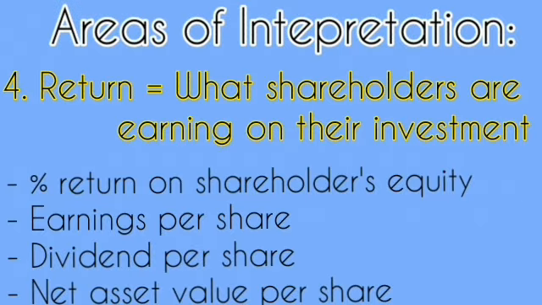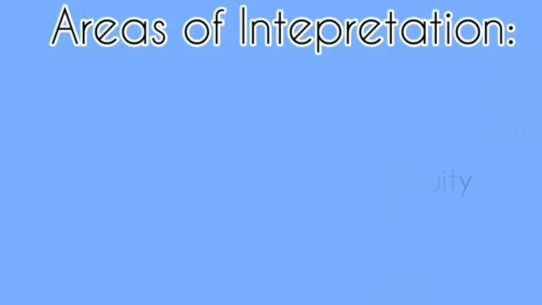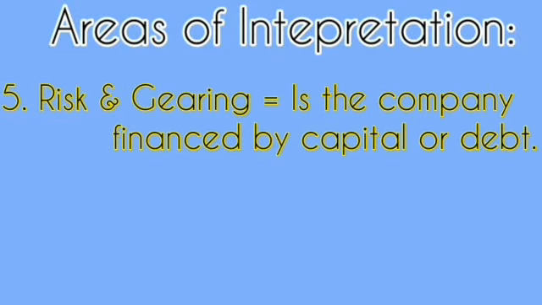Then in area 4, we are looking at return. In return, usually it is for the interest of the investor. We are looking out for our investors, or in other terms, our shareholders. What shareholders are earning on their investment. So we want to know that if I invest in this company, am I going to get something tangible? So that is your percentage return on shareholders' equity, earnings per share, dividends per share, and net asset value per share. These indicators are telling me if my investment is earning a good return.